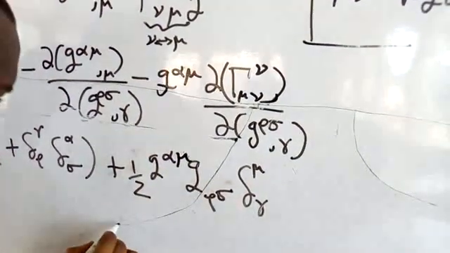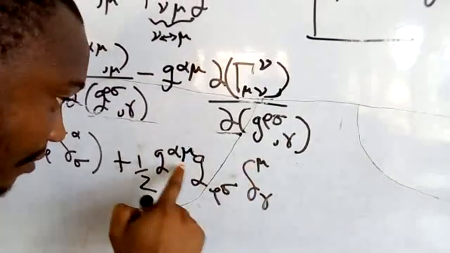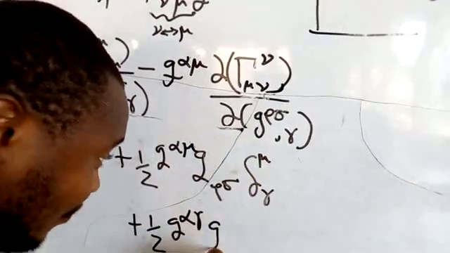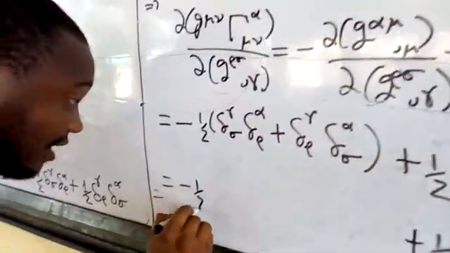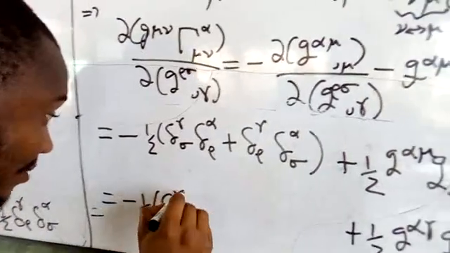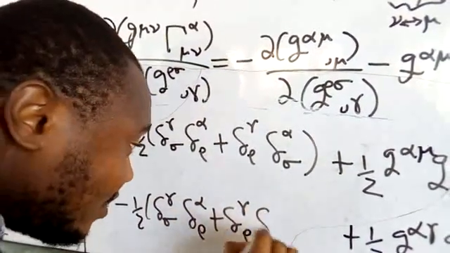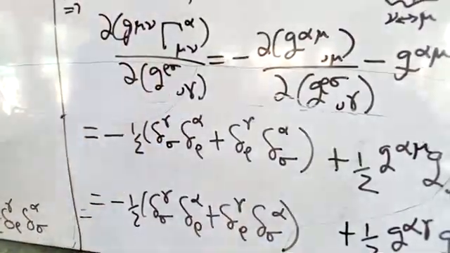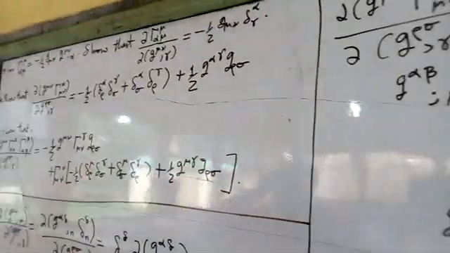Now you can see that this is the same thing as plus half G alpha, instead of the mu, I change it to a gamma, G rho sigma. Then what do I have here? This is minus half of delta sigma gamma, delta rho alpha plus delta gamma rho, delta sigma alpha. Plus that. Of course, that gives us this expression here.